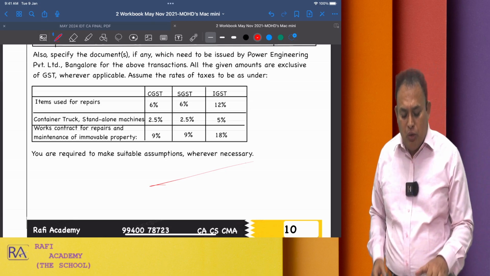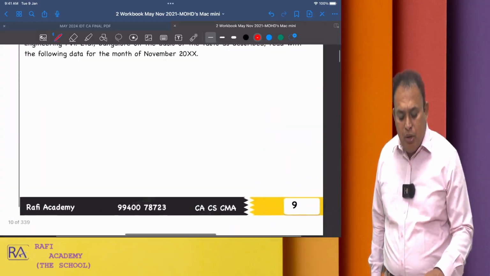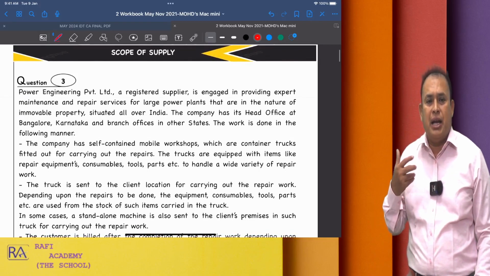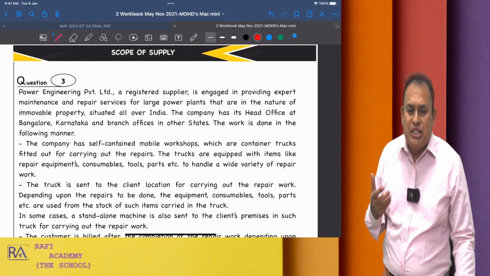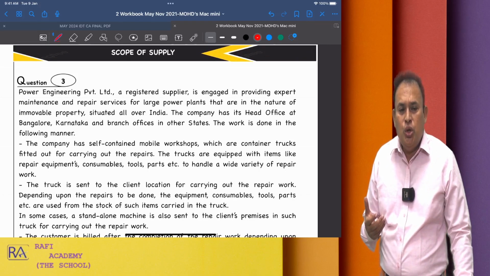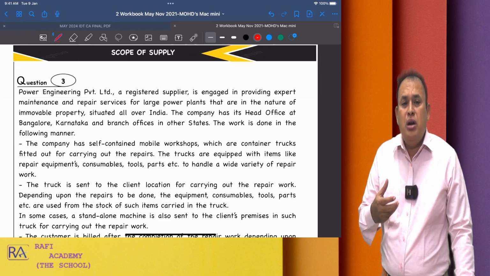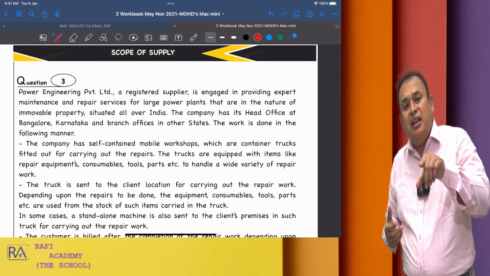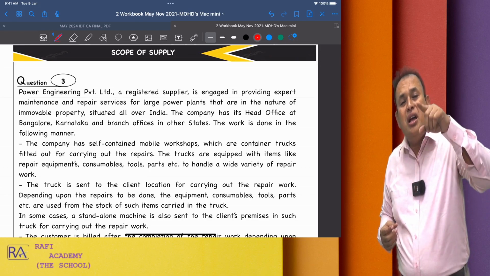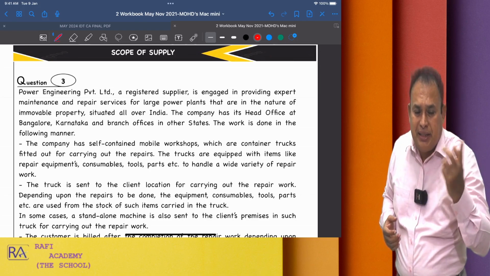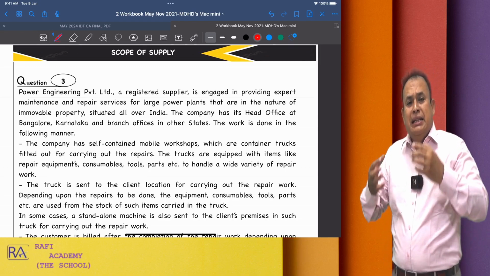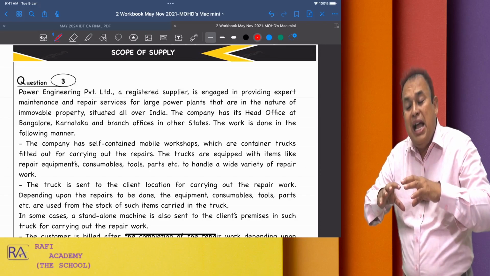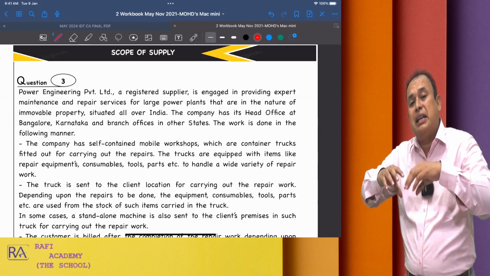What are the facts available here? Who is our client? Our client is Power Engineering Private Limited, who is to send the goods to their own branches of the other state. From there, further sending the goods to the client location of the other state. In the state of Karnataka, they are sending the goods to the client location and carrying out the work in the client location place.